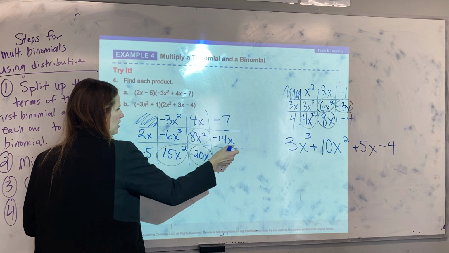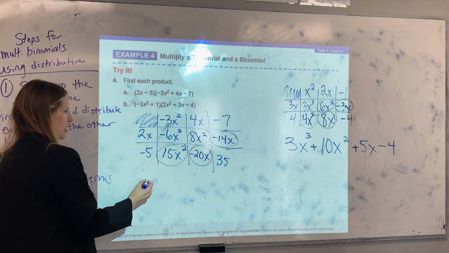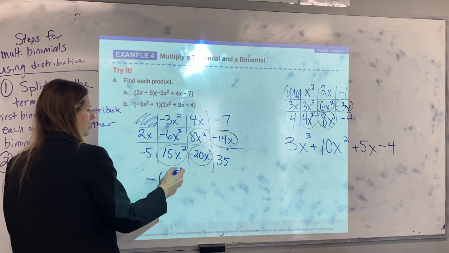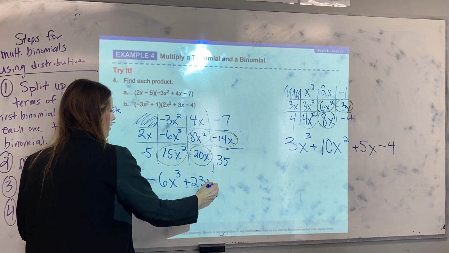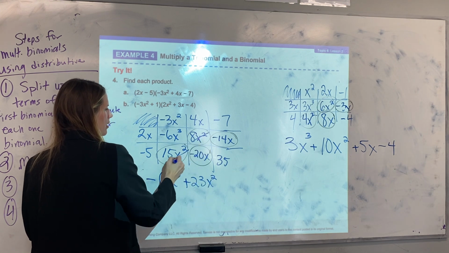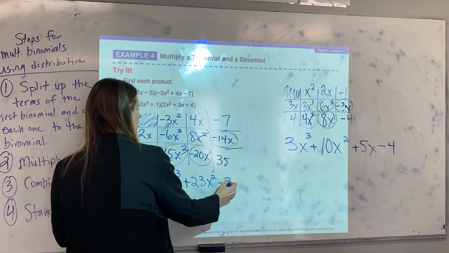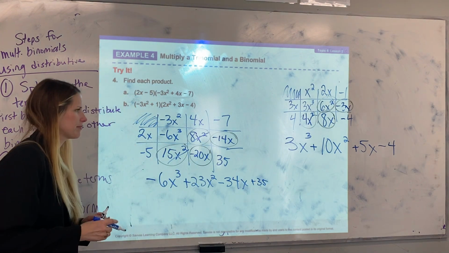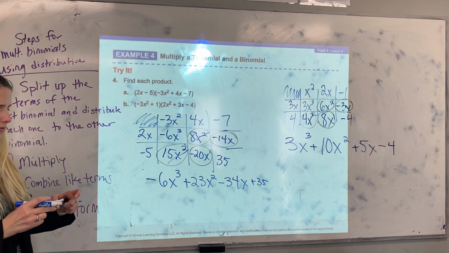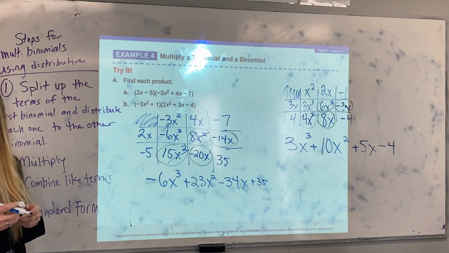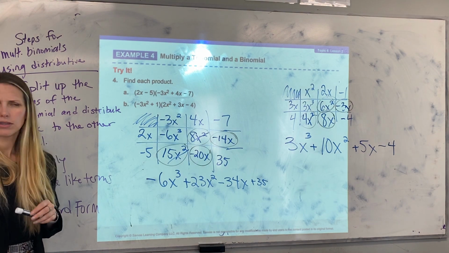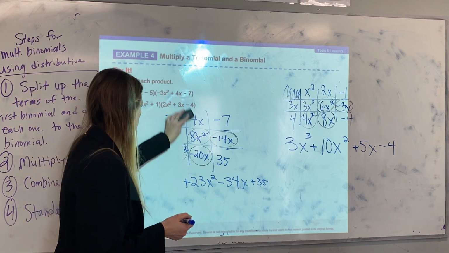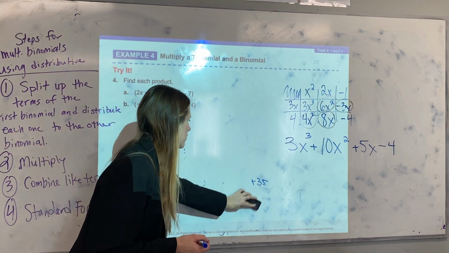Those can be combined, and those can be combined. So we get negative 6x cubed plus 23x squared, and then minus 34x plus 35. Does that make sense now? Okay. Let's do the next one.